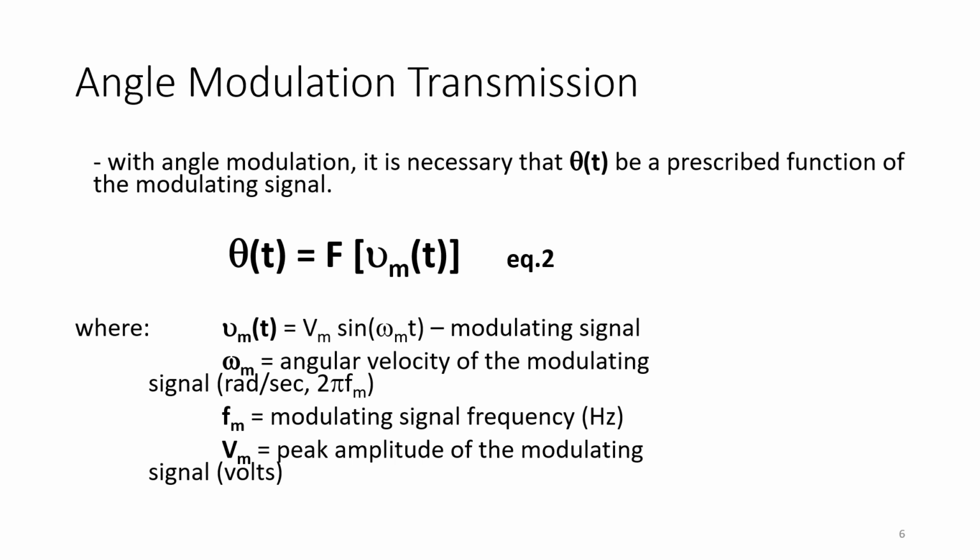Our phase, theta of t, or our phase angle, is equivalent to a function of the amplitude of the modulating signal, Vm, with respect to time. Wm is the angular velocity of the modulating signal, given in radians per second, or in terms of hertz, it is also given as 2 pi Fm, wherein Fm is our modulating signal frequency in hertz. Vm is the peak amplitude of the modulating signal voltage.